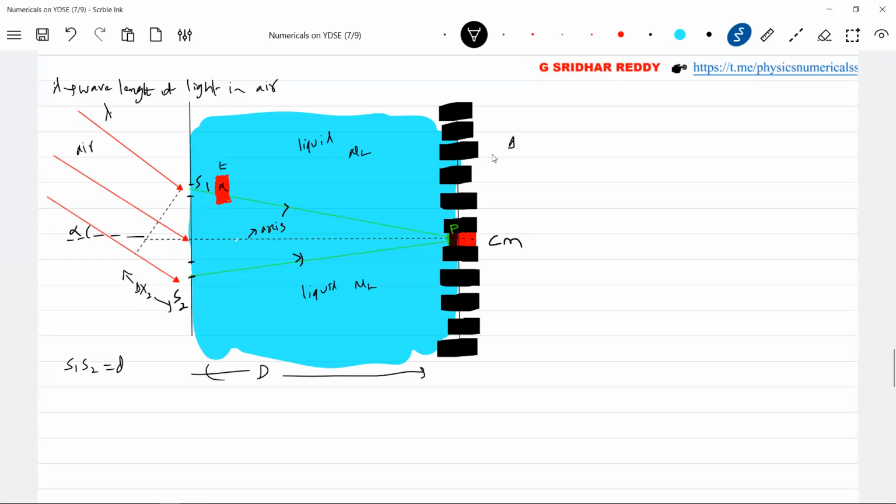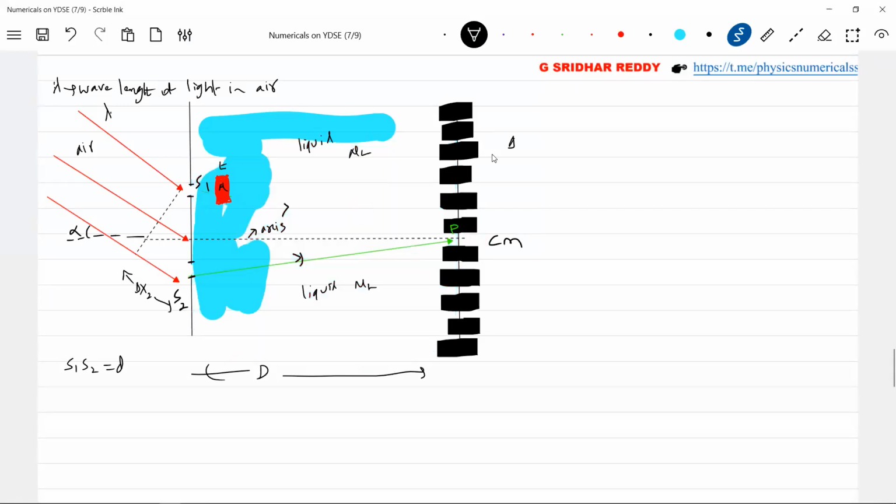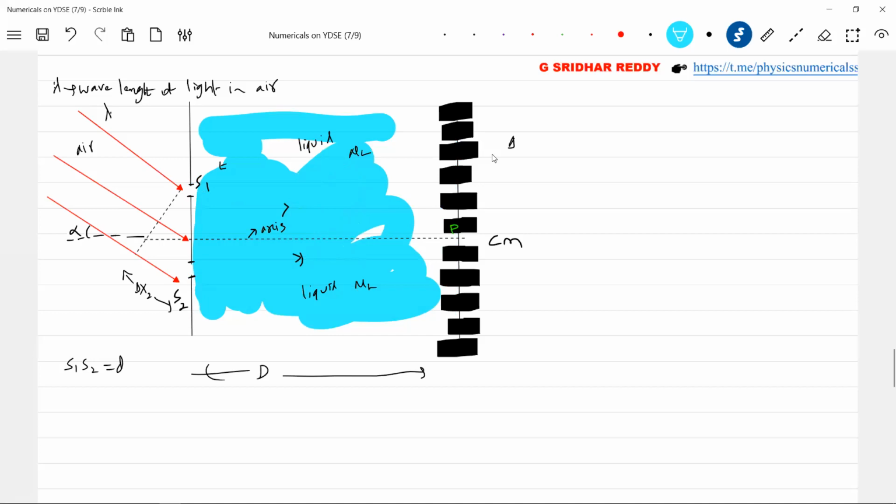What is the condition I'm putting? How do I bring the central maxima exactly opposite to slit S1? It can be like this. There can be a situation like this also.